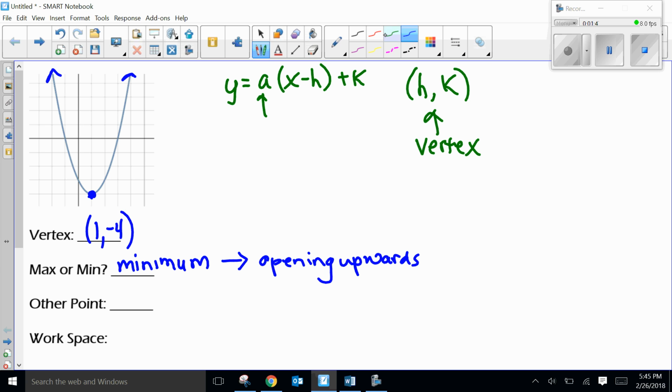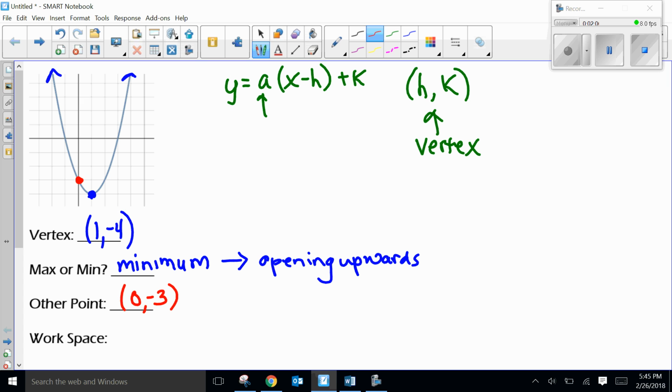Another point on my graph is what we're going to need. So let's just find another point. It can be any point. Really the easiest point is to grab your y-intercept or one of your x-intercepts. I choose to take my y-intercept. So (0, -3).